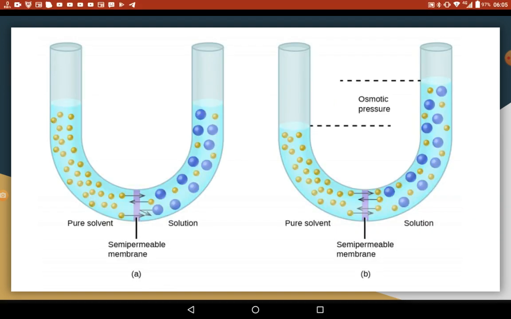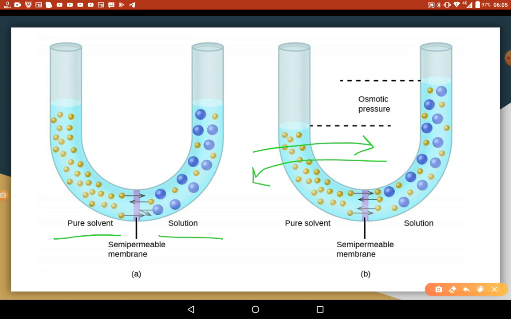Okay, this picture is a very amazing picture. As you see here, this is the solvent and solution. Osmosis happens from here to here, and osmotic pressure occurs.